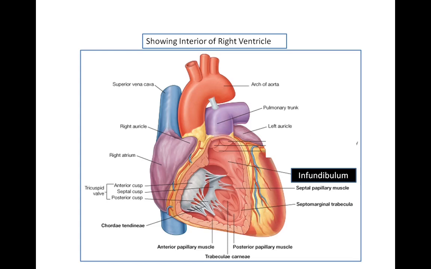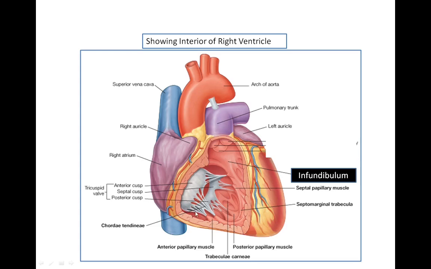So what will happen when there is a ventricular contraction? When there is a ventricular contraction, it goes upward. So there is a relaxation. As there is a relaxation, the cusps close. So blood cannot enter from the ventricle into the right atrium.